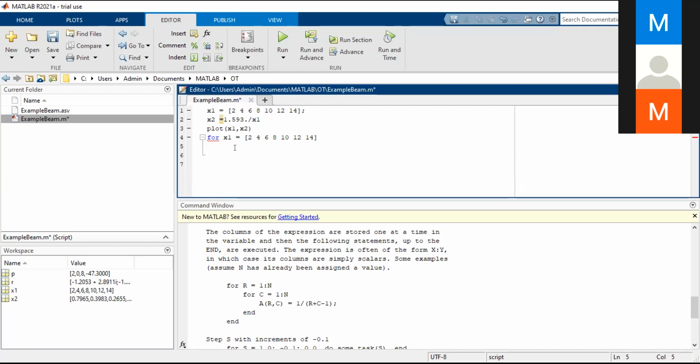Okay, so now I want to write the value of P. The first one was directly X1, so I am just going to write down X1. The second one, if you see, was 0, right? The third one was X1 cube, right? X1 cube, and the last one was minus 47.3.